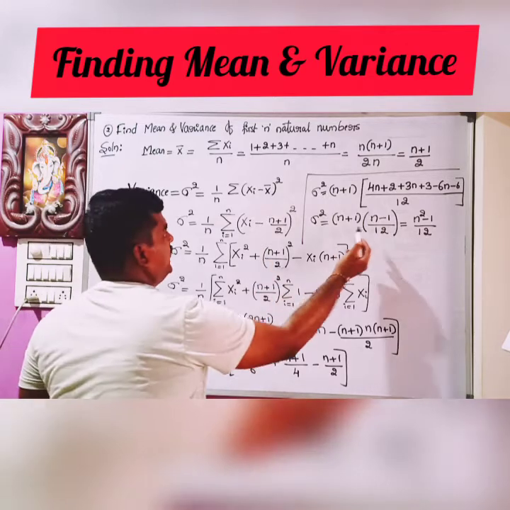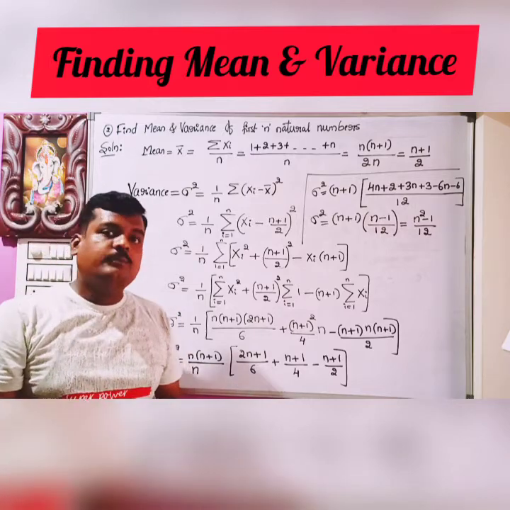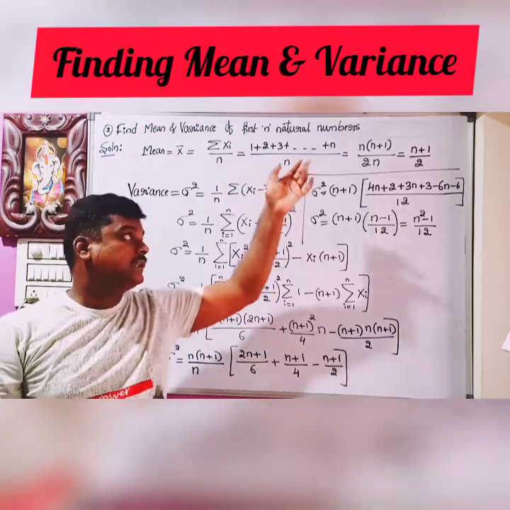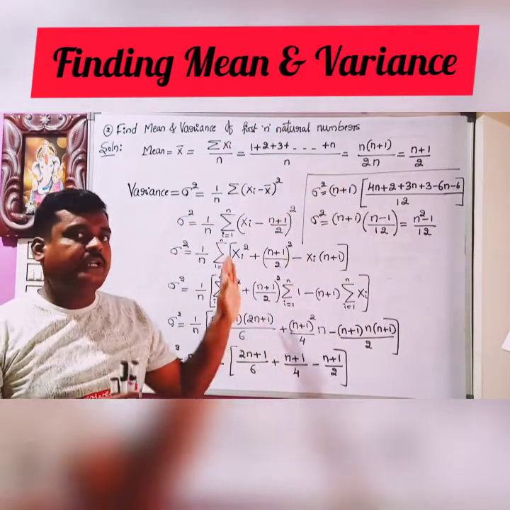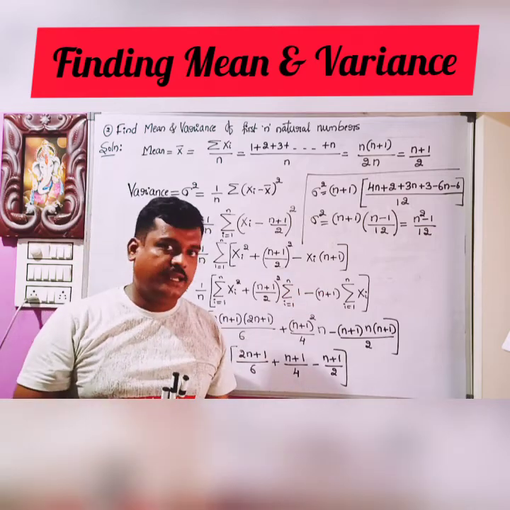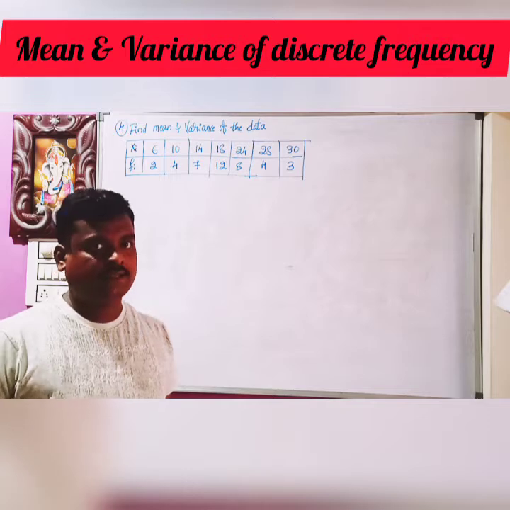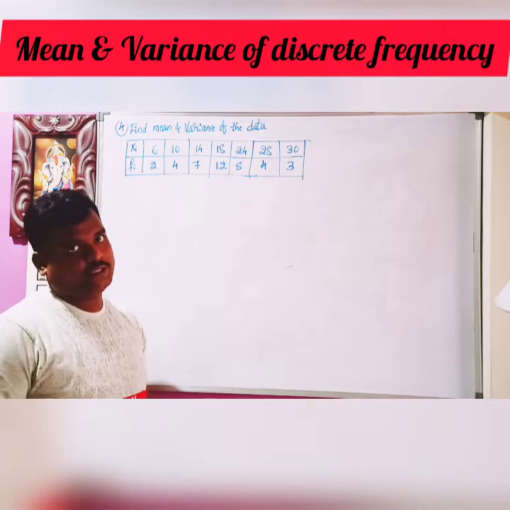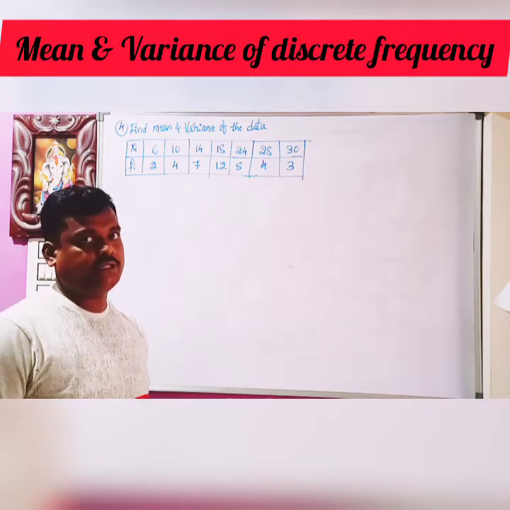This is the variance. So for this question we have discussed the mean and variance. It is given in general only: the sum of the first n natural numbers, and we get the answer also in terms of n only. Next, the problem is to find the mean and variance of a discrete frequency distribution, where the data is given in a discrete frequency distribution.